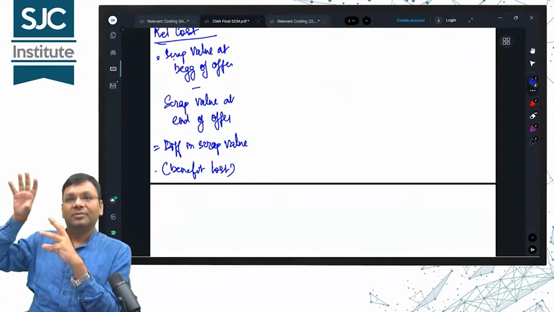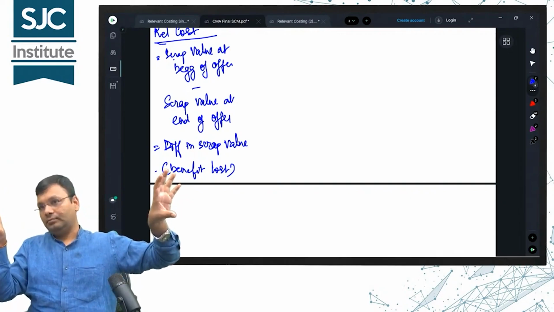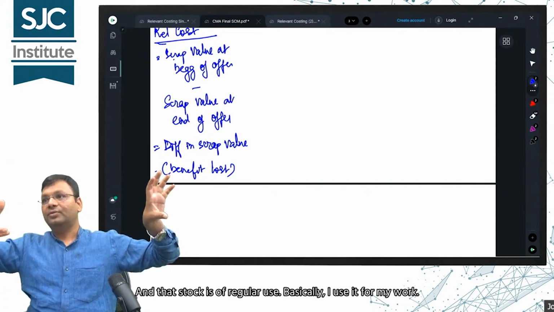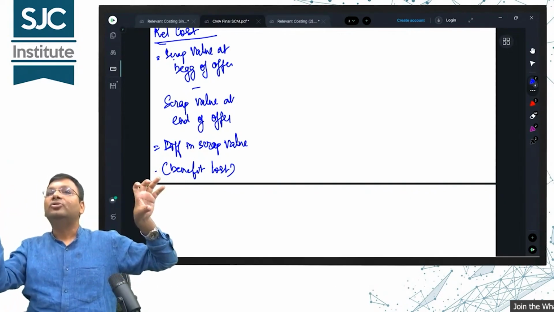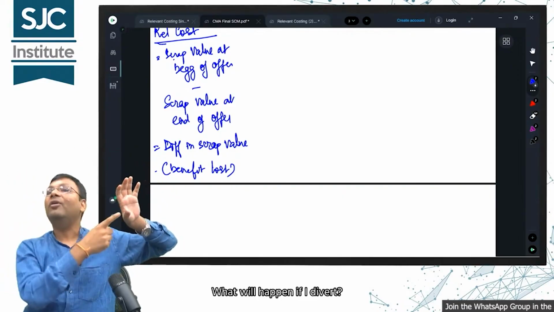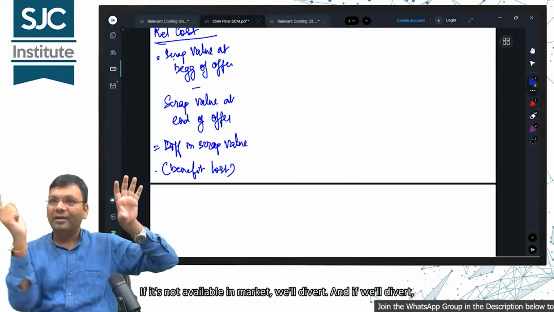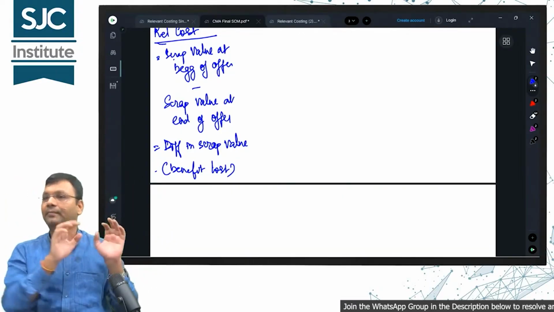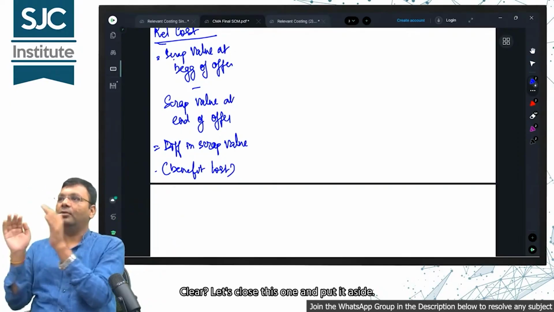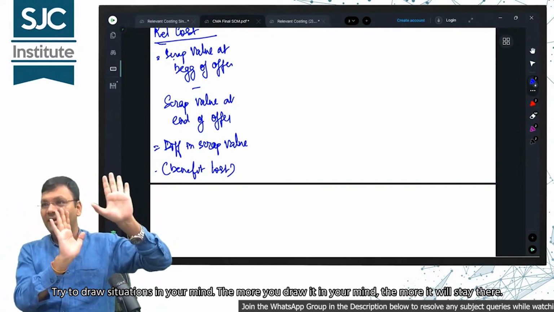If the stock is there and my offer needs it, and that stock is of regular use, basically I use it for my work, so I prefer to buy a new one from the market and give. If it's not available in the market, we'll divert. And if we divert, contribution lost comes. Clear? Let's close this one and put it aside. Try to draw situations in your mind. The more you draw it in your mind, the more it will stay there.